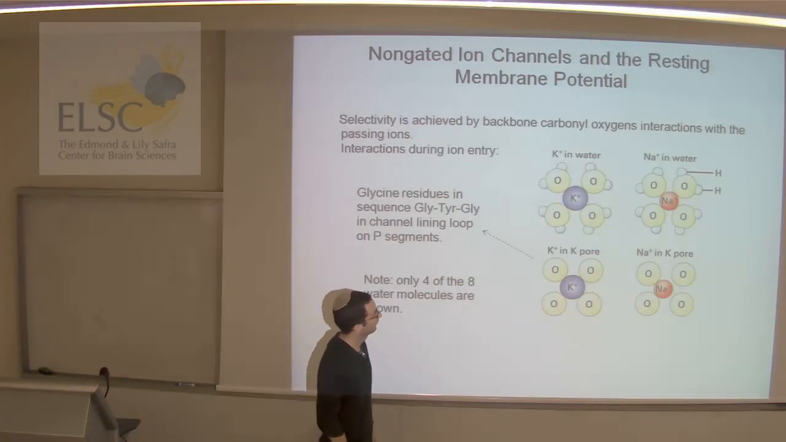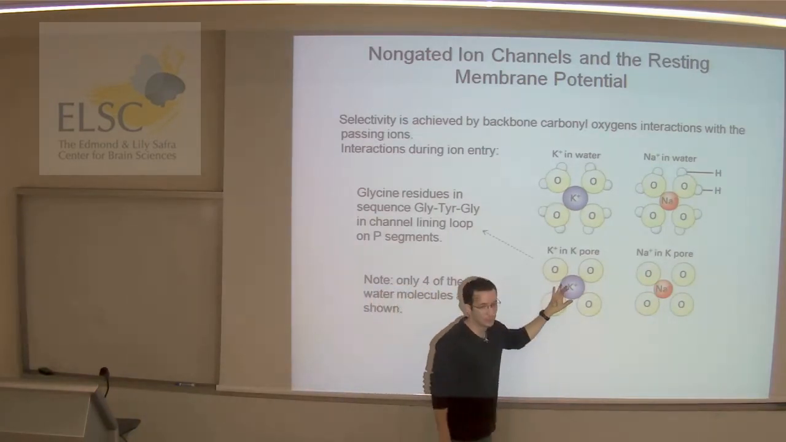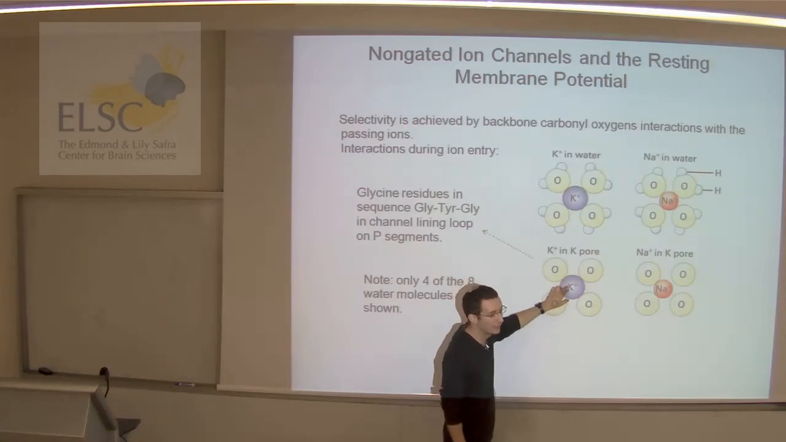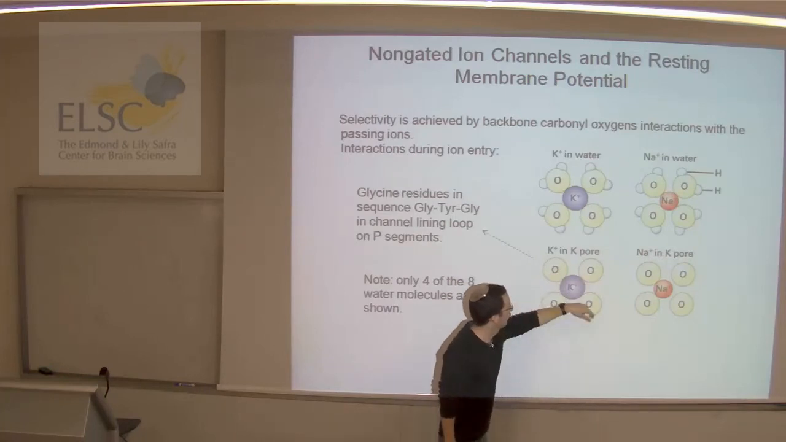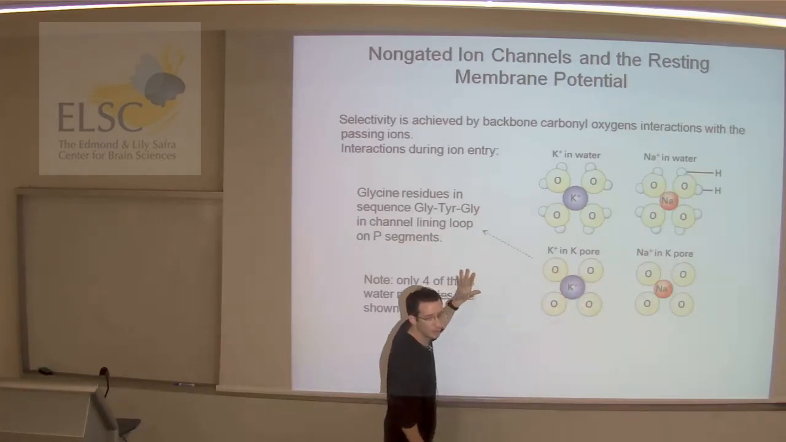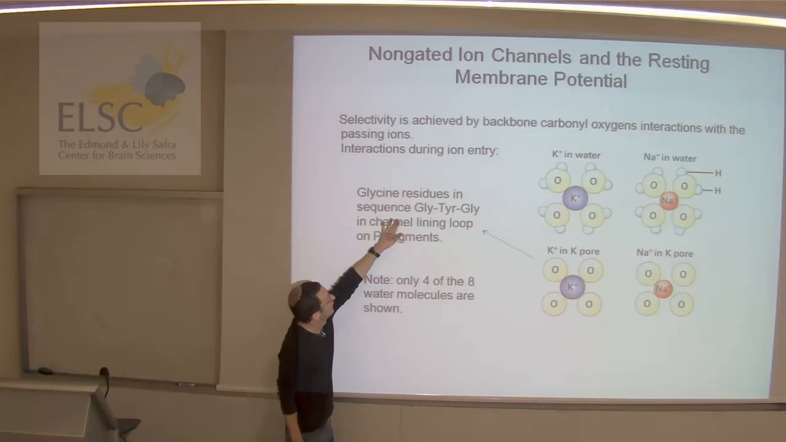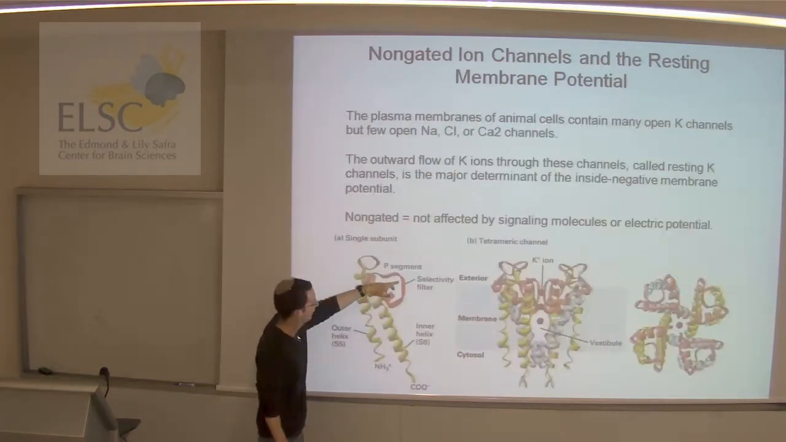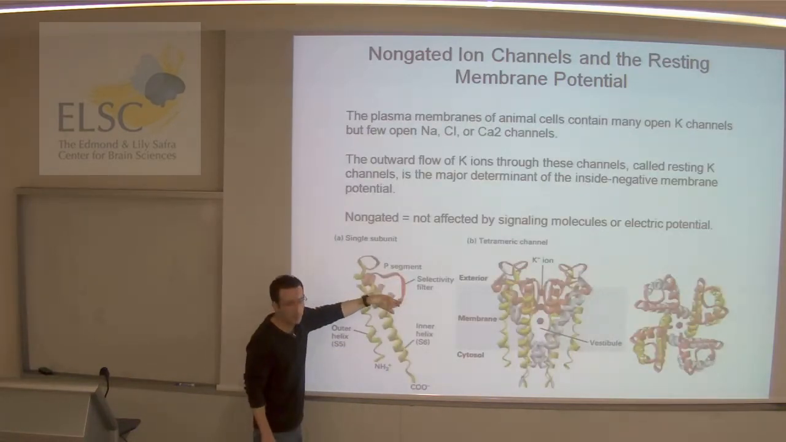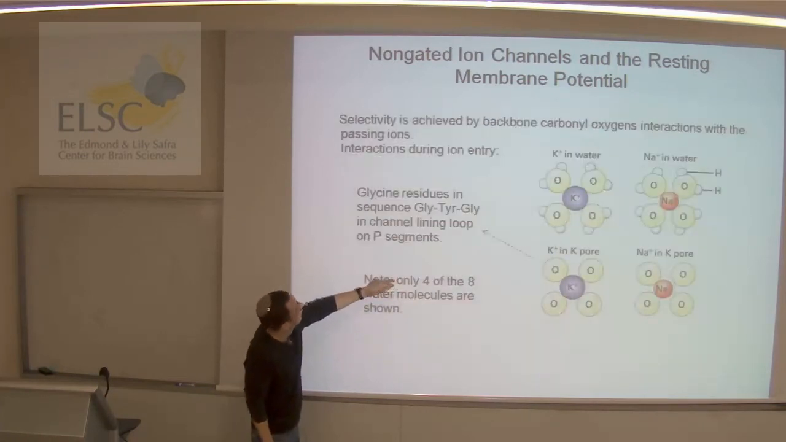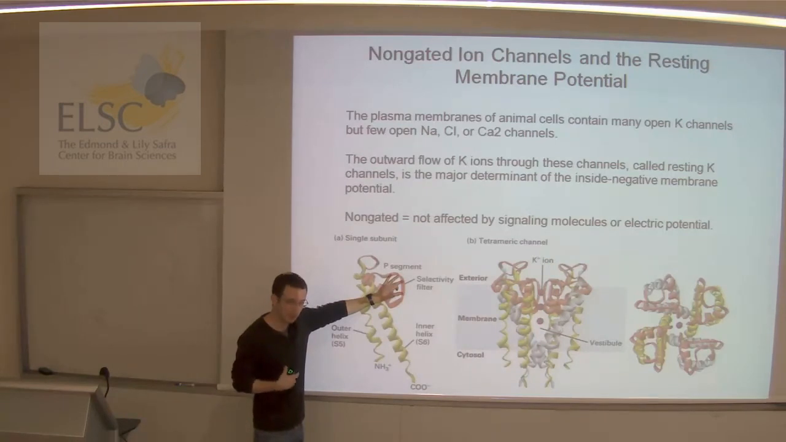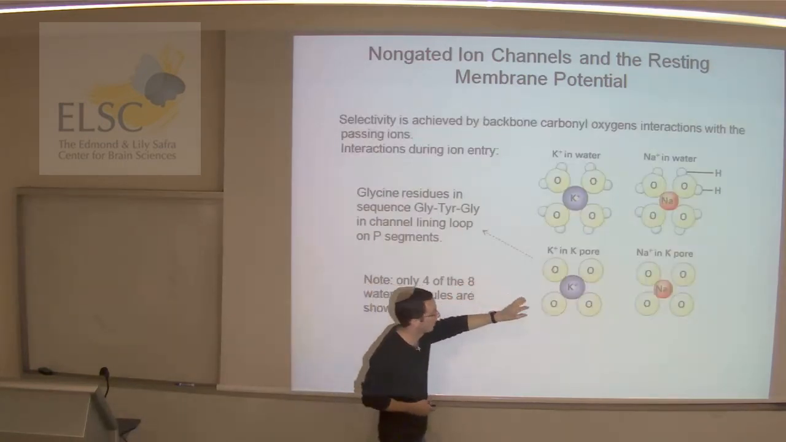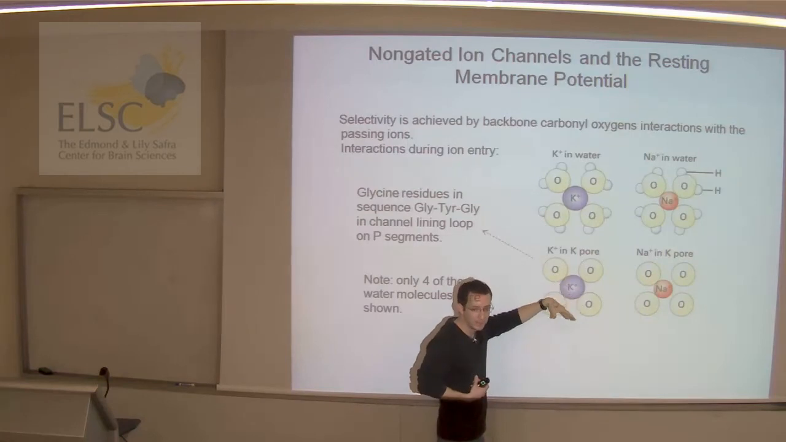Now for the explanation. When the potassium ion passes through the non-gated ion channel that is selective for potassium, it interacts with the 4 carbonyl oxygens from the glycine residues that stand right here in the selectivity filter. Here you have alternating glycine and tyrosine, and the backbone oxygens of these residues interact with the potassium ion while it passes through the channel.